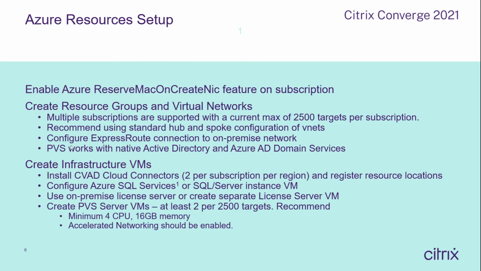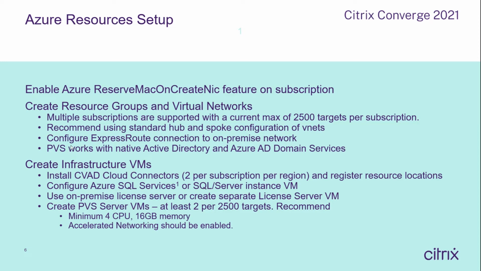What do you have to do to use this? Well, there's a few things you have to set up in order to use it. First of all, Microsoft have made some changes to Azure to support PVS, specifically to allow networking at boot time, so that we can do a boot time connection to the PVS server. In order to use that, you need to enable a feature on your subscription called Reserve Mac on Create NIC.